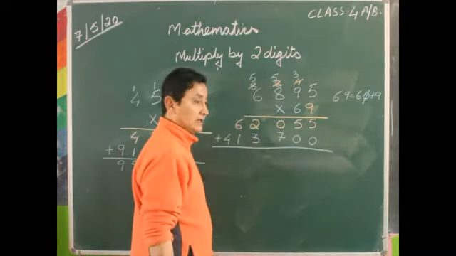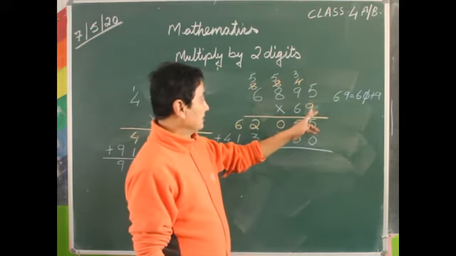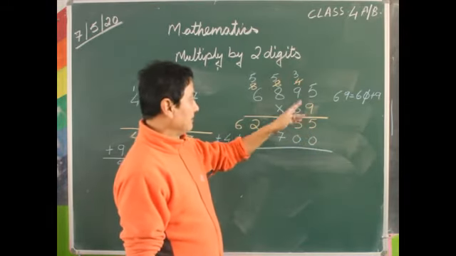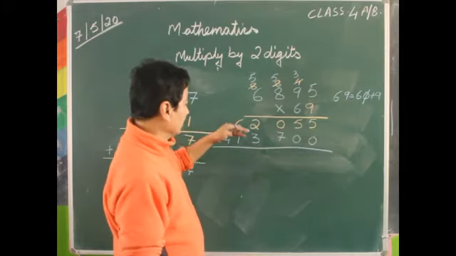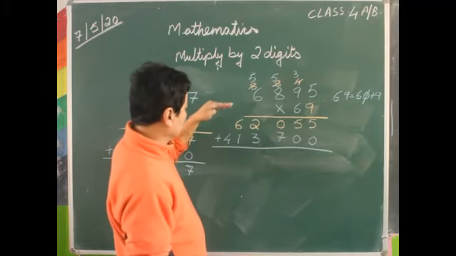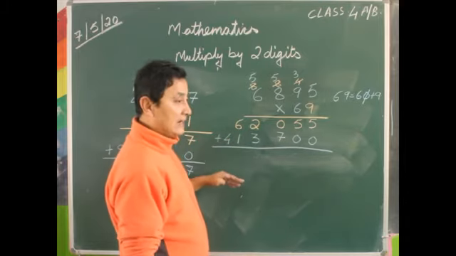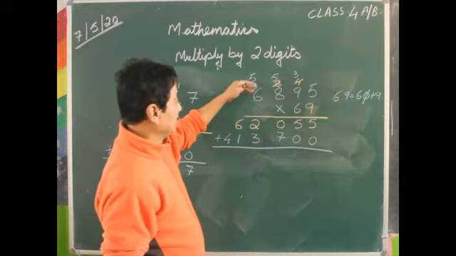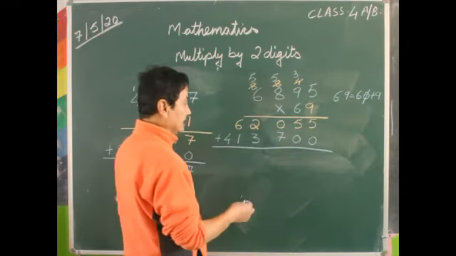Now remember children, let me say it again. The first answer, by multiplying by 9, is the one in yellow. And when you multiply by 6, it's the one in blue. That's your second answer. So this is your first answer. This is the second answer. Now when we add, that is the overall answer that we get by multiplying 6895 into 69. So let's do the addition.